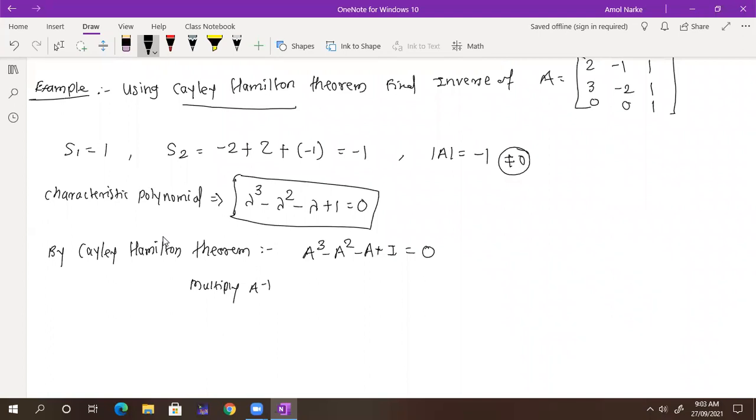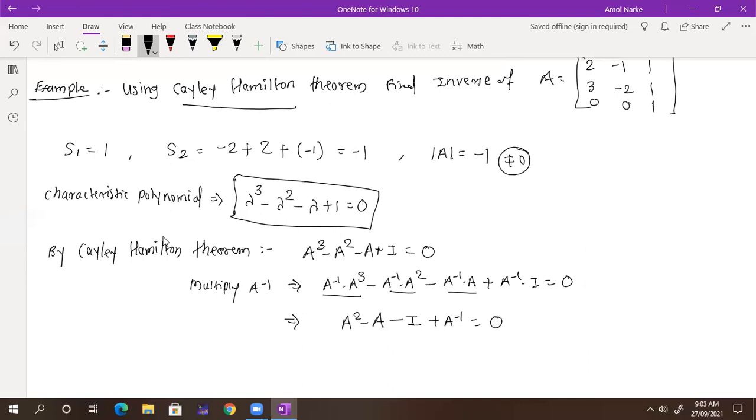Lambda cube minus lambda square, yes it's okay. Now multiply A inverse, so what I am getting: A inverse into A cube minus A inverse into A square minus A inverse into A plus A inverse into identity, which is equal to 0. What I am getting here, tell me? A square minus A minus identity matrix, and here only A A inverse, which is equal to 0.